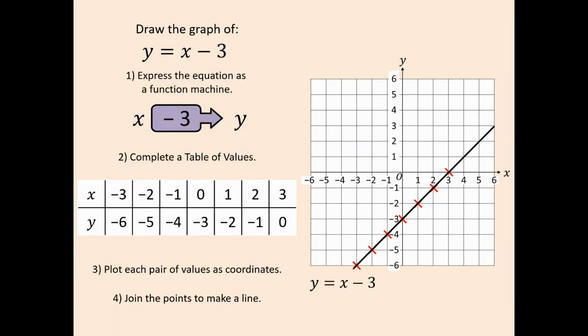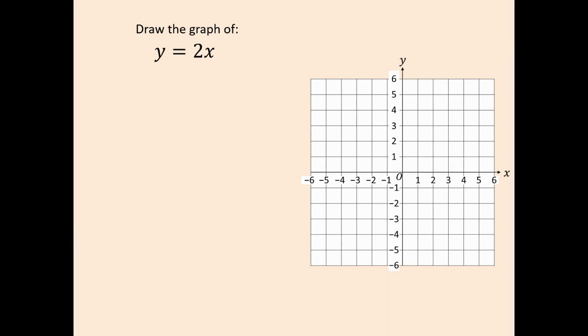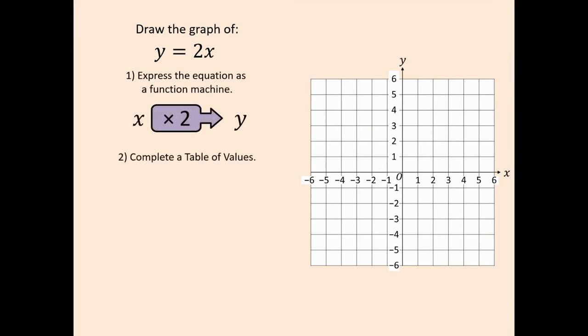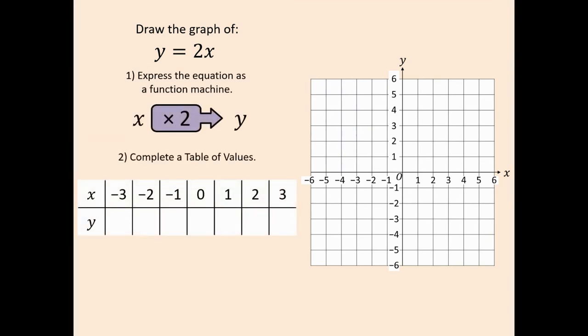All right, and then of course you have to label the size. Y is equal to x minus 3. What about this one here? Y is equal to 2x. Well, what does 2x mean? Just a little hint, 2x means 2 times x, okay? So what I would like you to do is complete the table of values and draw the graph, okay? So please pause the video, press play when you're ready to carry on.